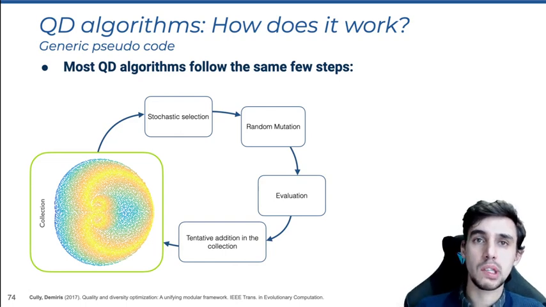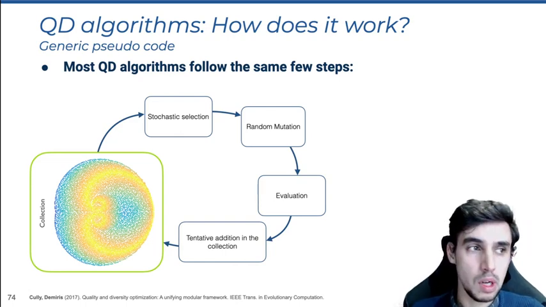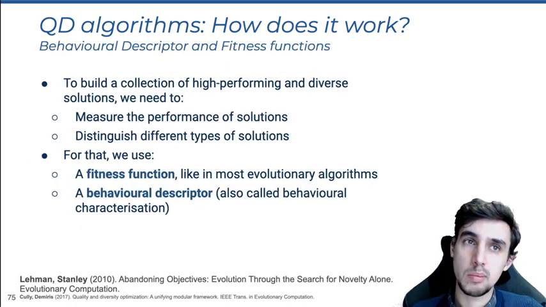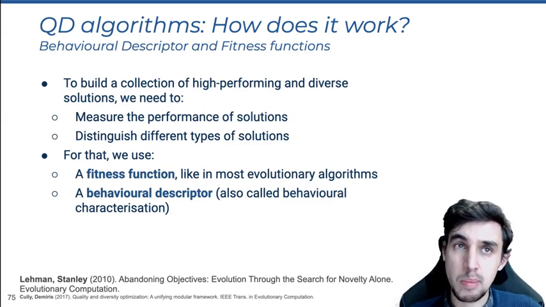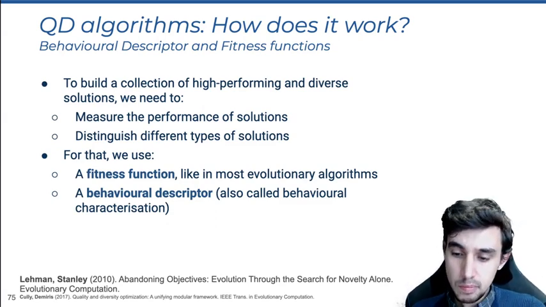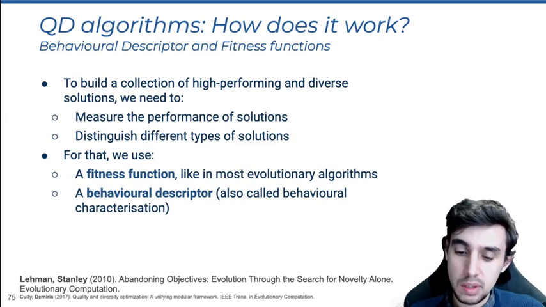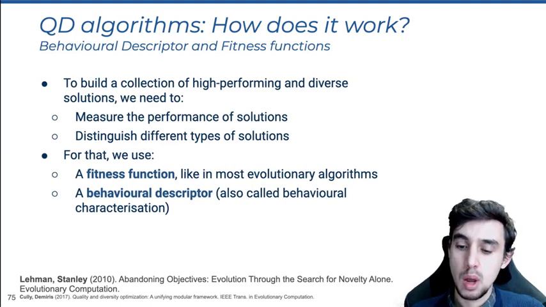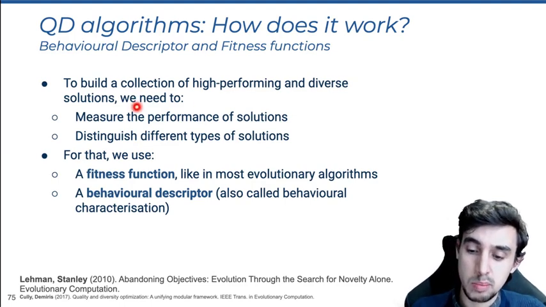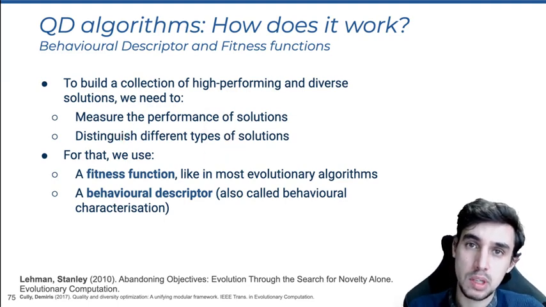So that's a generic pseudocode, but I will show you a more concrete example a little bit later in the next video about MapElite. The two main things that are important in quality diversity is that in order to build this collection of high-performing and diverse solutions, we need to be able to measure the performance of the solution, and we need to distinguish between the different types of solutions that are observed.